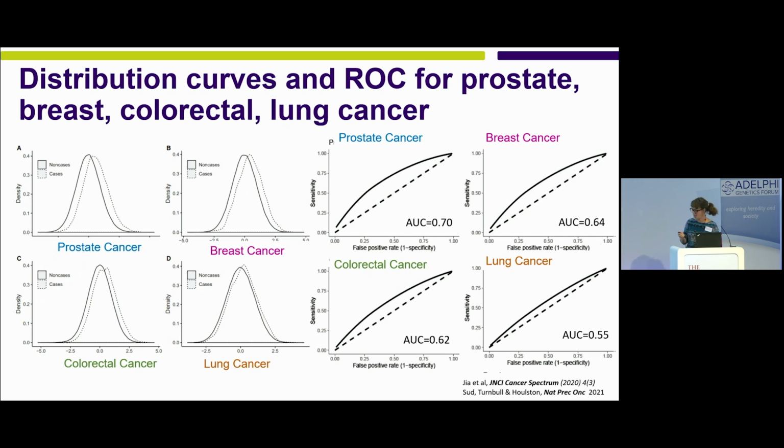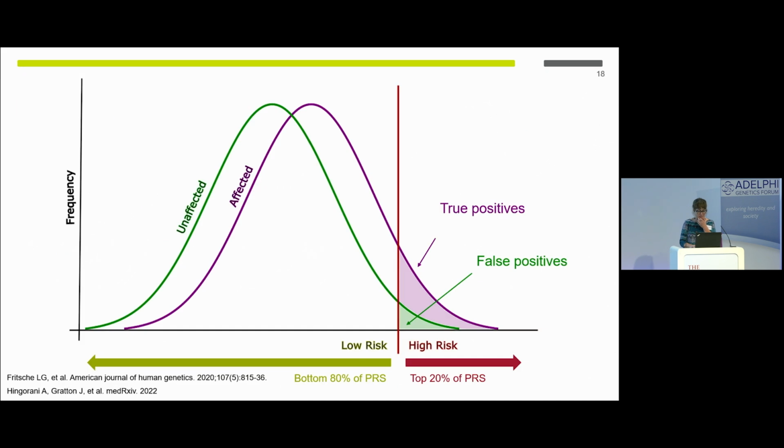So these are the current polygenic risk scores for prostate, breast, colorectal, and lung cancer, the 4 most common cancers. There's definitely differentiation between the two curves. In each case, the cases are dotted and the non-cases are full lines, but they're not massively separated. You can see that corresponds to the respective AUCs, lung at 0.55, and the top performing cancer in terms of the AUC is prostate cancer.